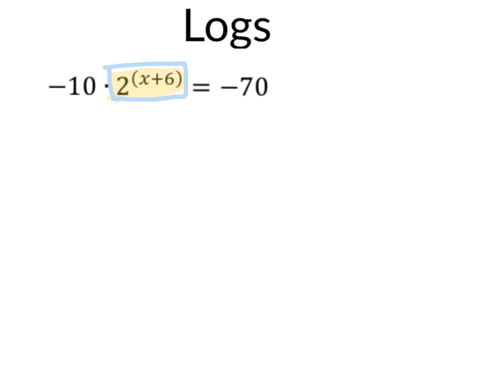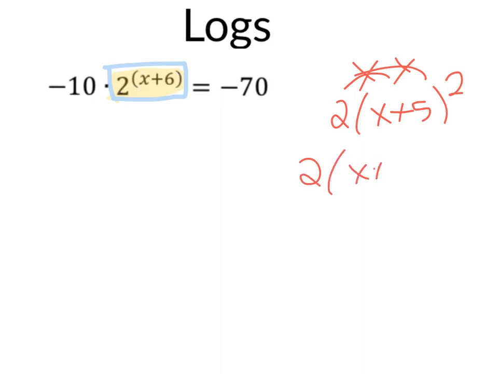It's kind of like if you had 2 times (x plus 5) squared. You cannot multiply 2 into there. You cannot do that because first you would have to multiply these two things together, right? So this function, this parent function is the square function. Just like this parent function is the exponential parent function.